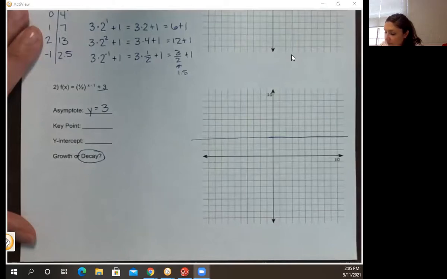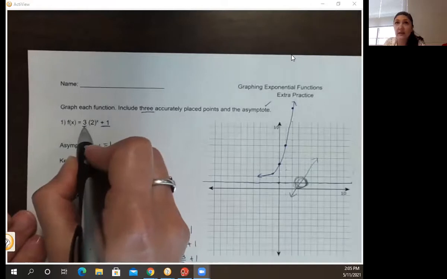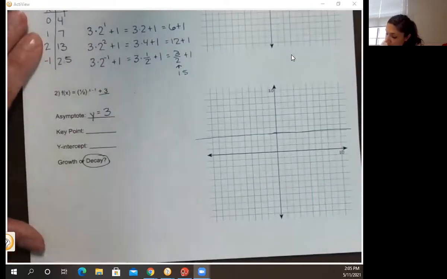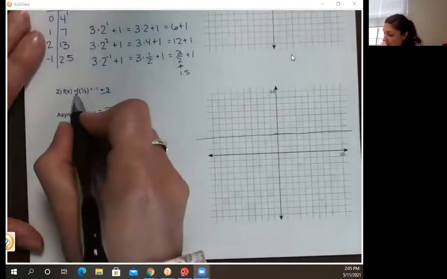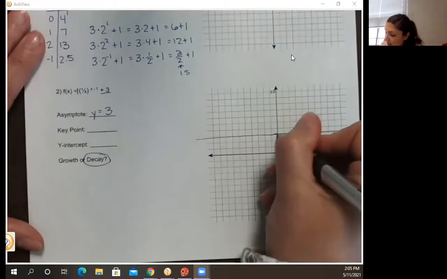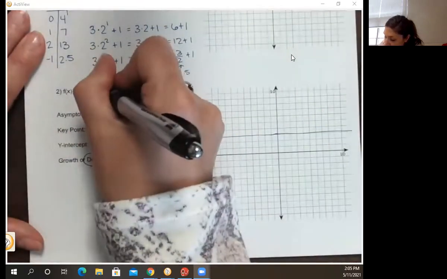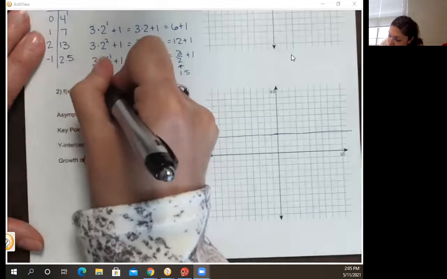Now let's find our key point. Now remember, we used that number in front, that initial value, to help with our key point on the first problem. For this problem, I don't see a number in front. That means that it's 1. So this is going to tell me on the y-intercept from my asymptote to go up 1 spot. But this time I've got something in the exponent with x. Since it's -1, that tells me I'm going to go to the right 1 spot.